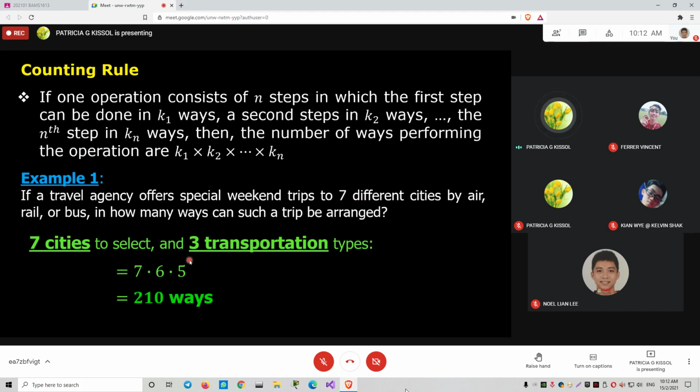Maybe I didn't focus on the air, rail, or bus just now. There are 7 different cities, of course, correct. But at the same time, we have 3 transportation types to choose from. So that means the first city must be by air, second by rail, and then the third one is by bus. That must be considered as well. So that's why we only have 210 ways to travel.